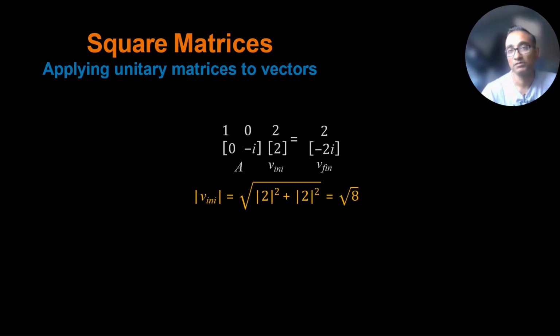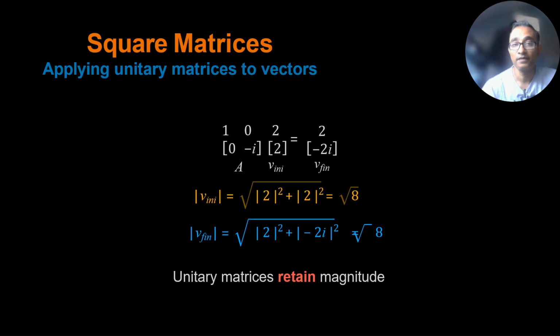It is important to know that applying a unitary matrix to a vector helps us retain the magnitude. For example, we see an initial vector, we applied a unitary matrix A, and what is the final vector? Both the magnitude of the initial vector and the final vector after applying the unitary matrix remain as under root of 8. And you can solve it further, but the value still remains the same.